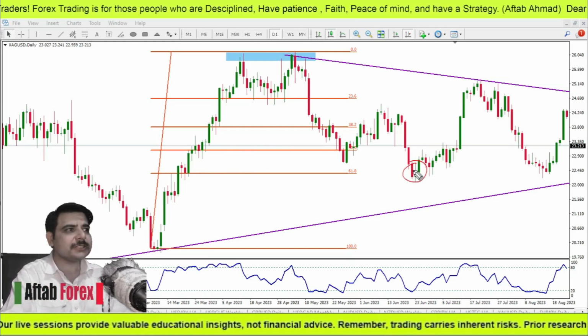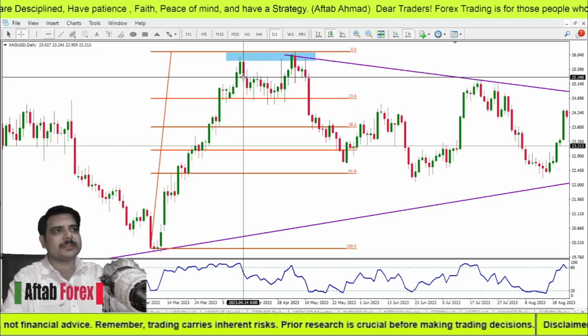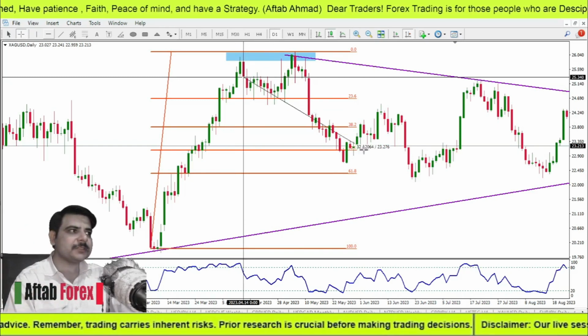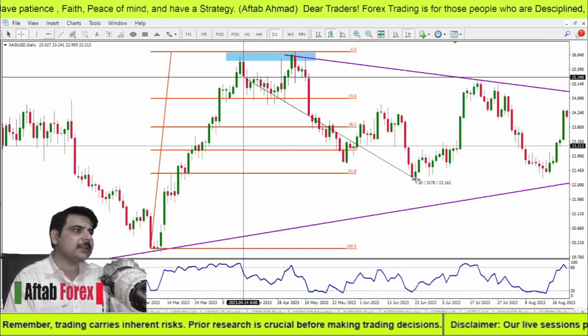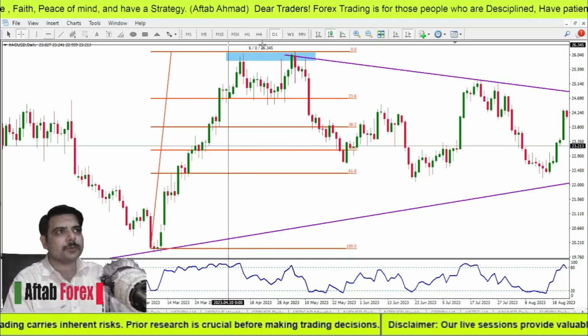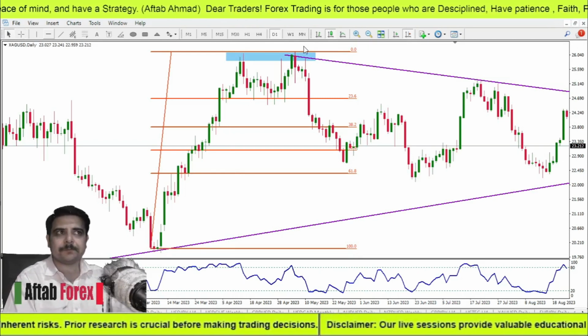In this situation, just have a look at it. Now if I count the number of pips in this particular situation, the stop loss was 104 pips and the TP was 317 pips. So this is a disposable setup, right, on the daily time frame.